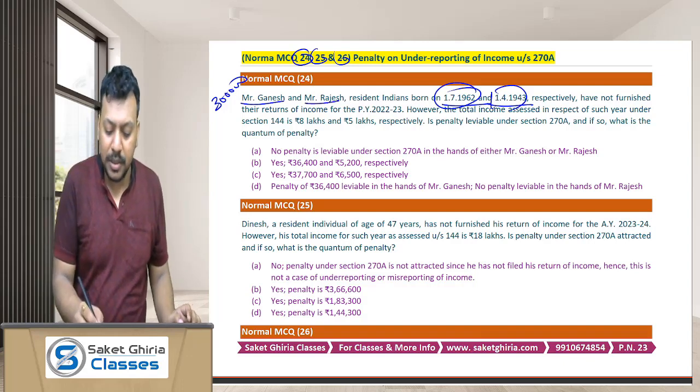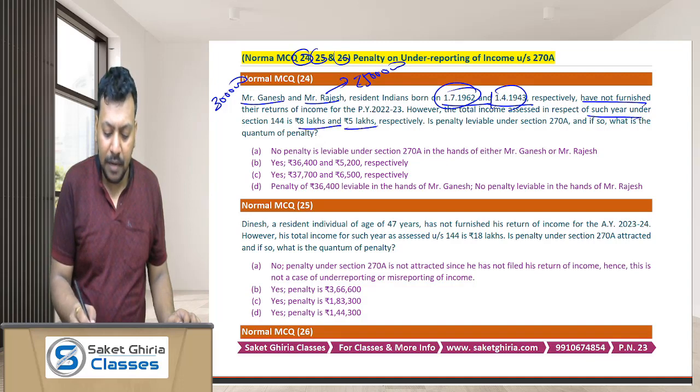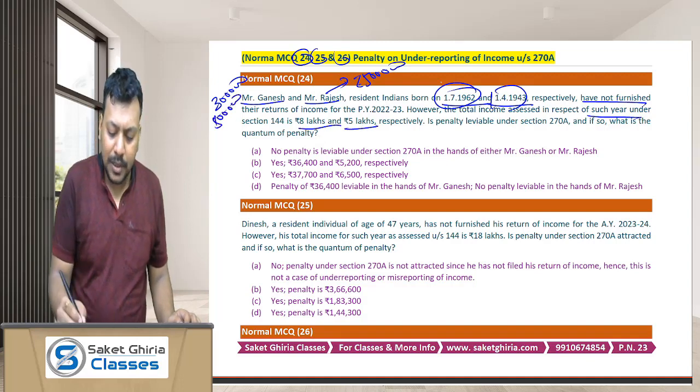So the basic exemption limit in case of Mr. Rajesh is rupees 5 lakh. Both of them had not furnished their return of income, but their total income assessed is 8 lakh and 5 lakh respectively. Means Mr. Ganesh, the income assessed is rupees 8 lakh, and for Mr. Rajesh, the income assessed is rupees 5 lakh.